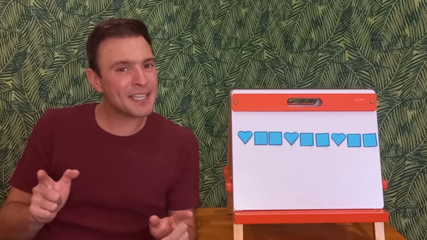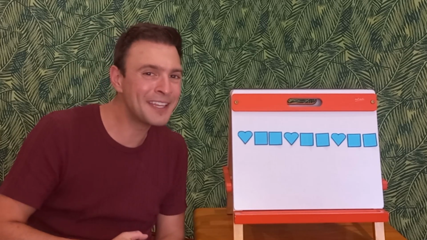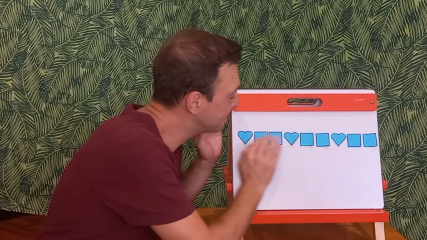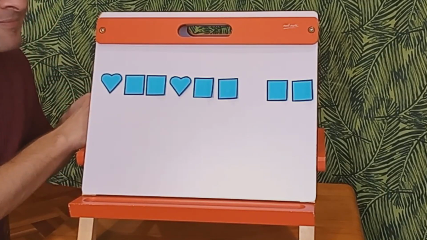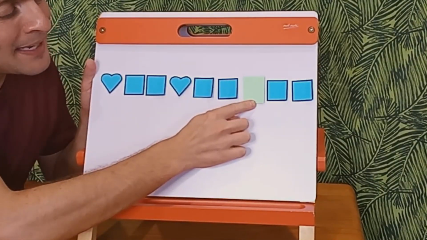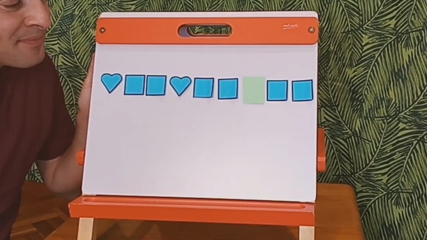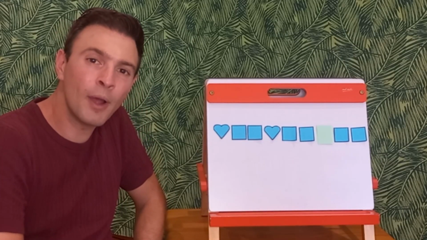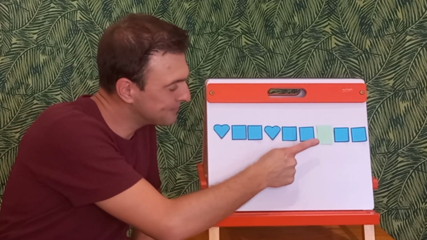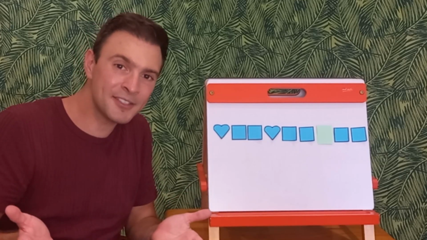Okay, time for something a little trickier. I'm going to remove one of the elements in this pattern. No peeking. What shape is missing from this empty space? Tell a friend and explain why you think that. Does seeing the pattern core help? Heart, square, square. Heart, square, square. Do you think that it could be a heart?